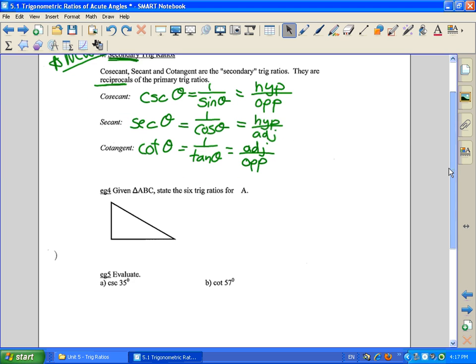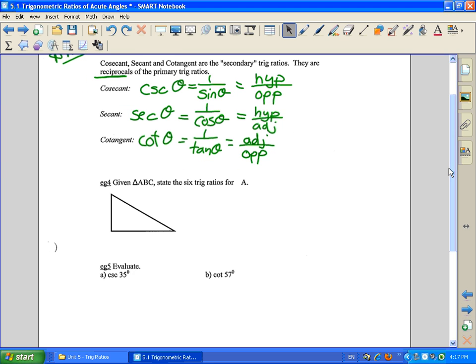Okay. Let's take a look here. Given example 4, given triangle ABC, state the 6 trig ratios for A. Well, first of all, let me label it. So we'll go A, B, and C. And the dimensions I will give you is 5, 3, and 4, like that. Okay. Now it says for angle A, which is good. So this is our angle of reference.